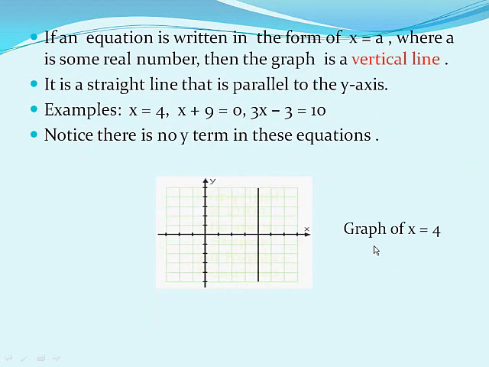If an equation is written in the form x equal to a, where a is some real number, then the graph is a vertical line. It is a straight line that is parallel to the y-axis. Examples will be x equal to 4, x plus 9 equal to 0, 3x minus 3 equal to 10. Here we notice that there is no y term in these equations. The graph of x equal to 4 is showing up here.